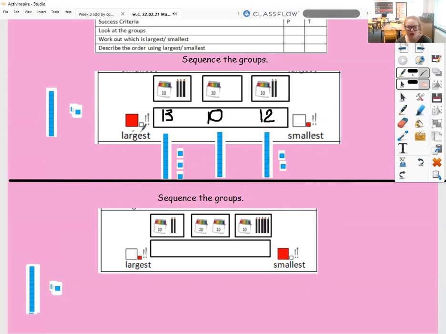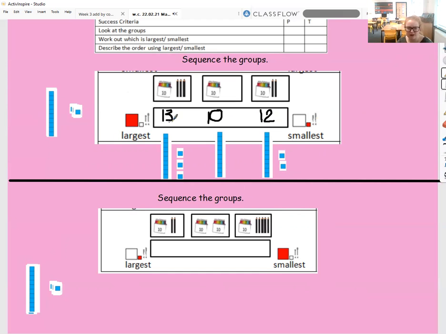Now I want to know which is the largest amount first. Which is the largest amount? Well, I can see that all my amounts have 1 ten. So they all have 1 ten. So now we need to look at their ones to compare their ones. Now I want to know which is the greatest, and which is the biggest amount. So this one has 3 ones, this one has 0 ones, and this one has 2 ones. So what is the largest? 3 ones, 0 ones, or 2 ones?